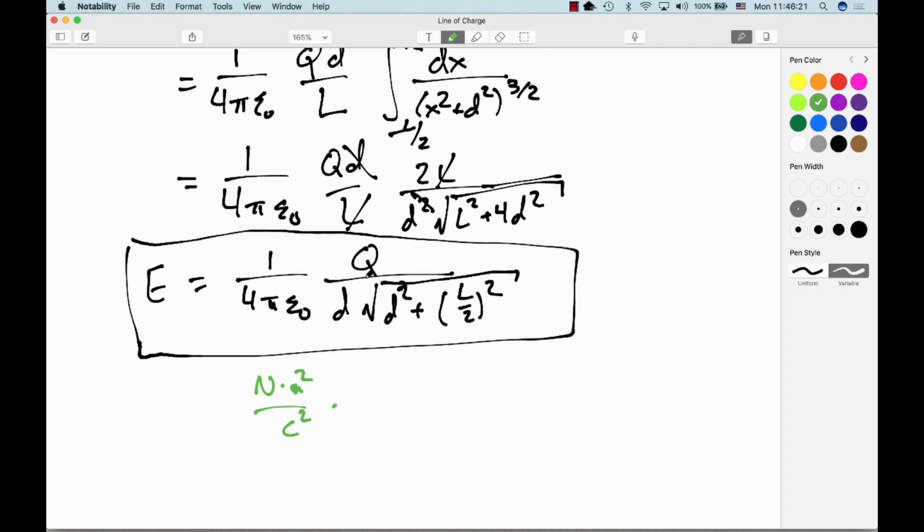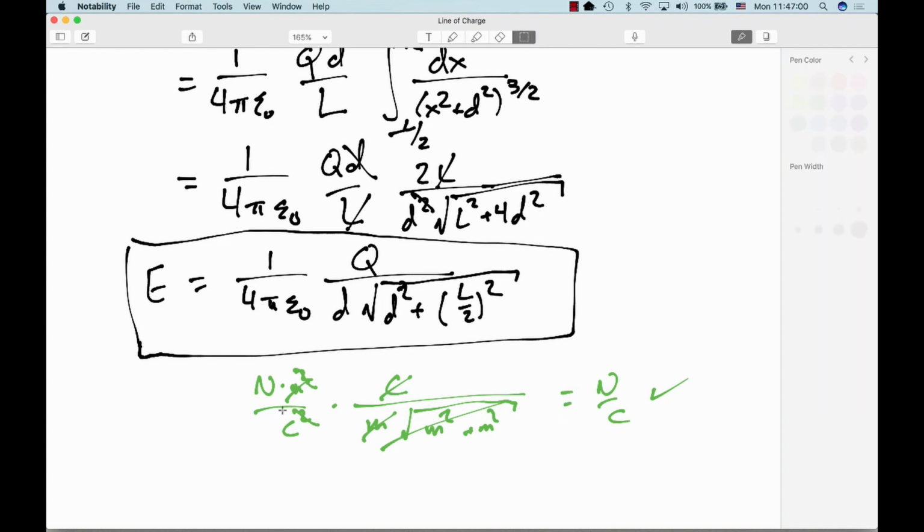So this is going to be units of coulombs. And then here we've got 1 power of meters. Then we're going to have the square root of meters squared plus meters squared. When I add meters squared together, it's still meters squared. Then when I take the square root of that, that's meters. So that square root cancels one of these powers of meters. We lose 1 power of coulombs there, and we're left with newtons per coulomb. Yay, that's the units of electric field strength. So we would hope that that would work out.